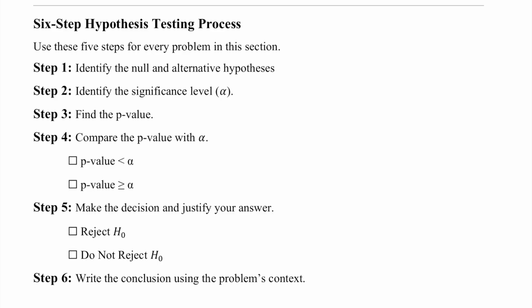To help organize every hypothesis testing problem, we'll use the same 6 step process throughout this chapter. Here are the 6 steps. Step 1. Identify the null and alternative hypotheses. Step 2. Identify the significance level alpha. Step 3. Find the p-value. Step 4. Compare the p-value with alpha. Step 5. Make your decision. And step 6. Write the conclusion using the problem's context. You will use these 6 steps every time you perform a hypothesis test.